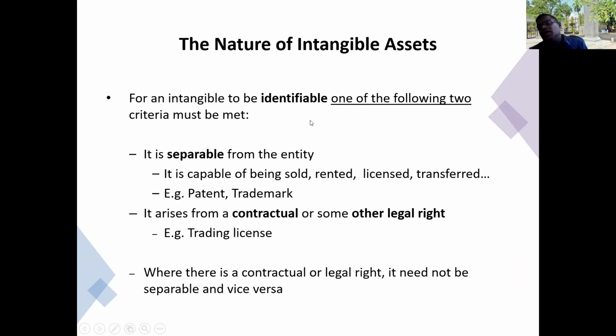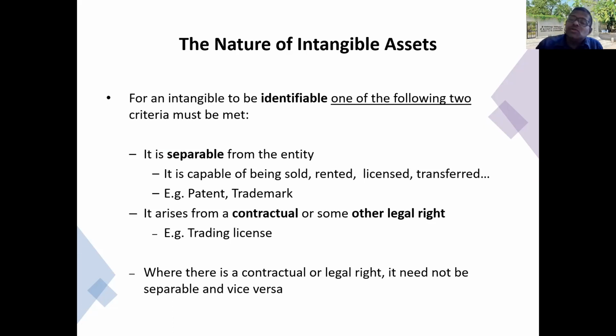So I think you can remember the criteria of intangible: identifiable, non-monetary, and without physical substance. When you look at the first one, identifiable, it's separable from the entity. It is capable of being sold, rented, licensed, transferred. You can separate it from the entity.